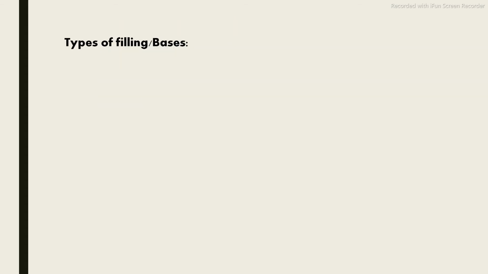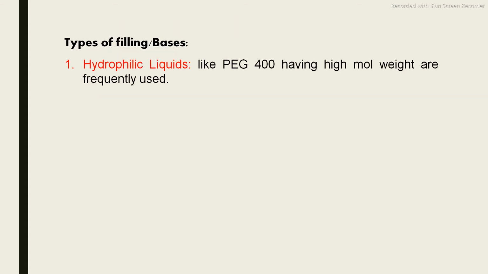Type of filling or the basis. First type is the hydrophilic liquids like PEG 400 having high molecular weights generally. Generally, hydrophilic liquids we are not considering, but hydrophilic liquids which are non-volatile in nature and having high molecular weights are only suitable for soft gelatin capsule.